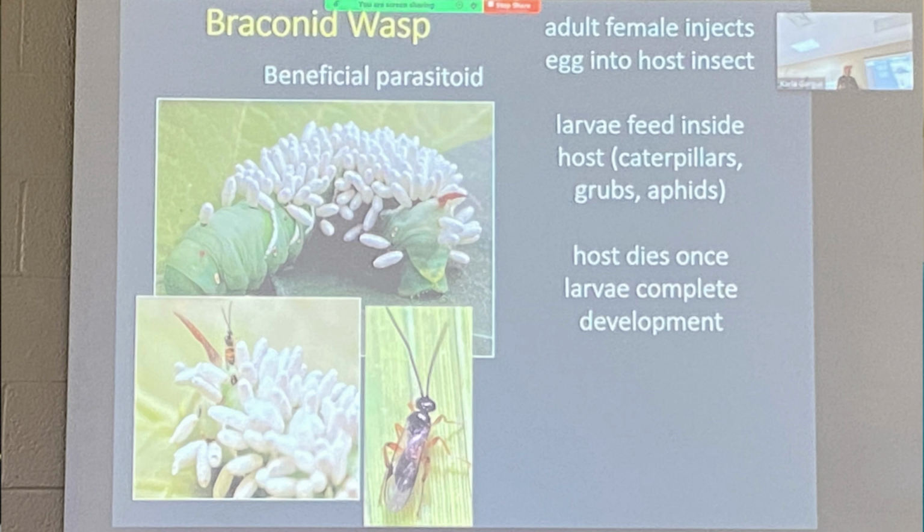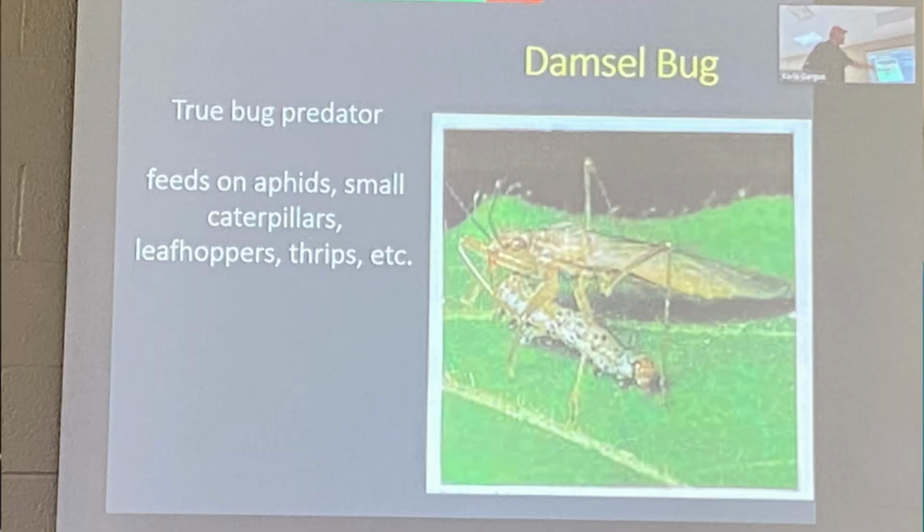Braconid wasp. Adult female injects eggs into host. Larvae feed inside host. Host dies once larvae complete development. Damsel bug, true bug predator. Feeds on aphids, small caterpillars, leafhoppers, thrips, etc.